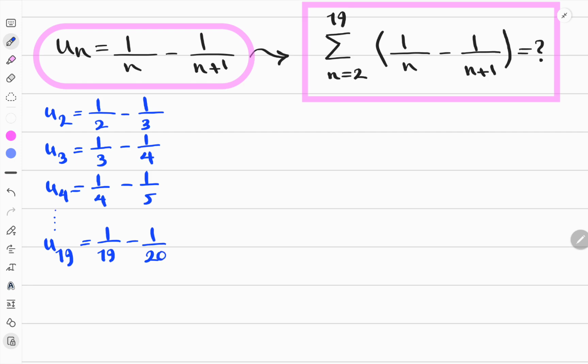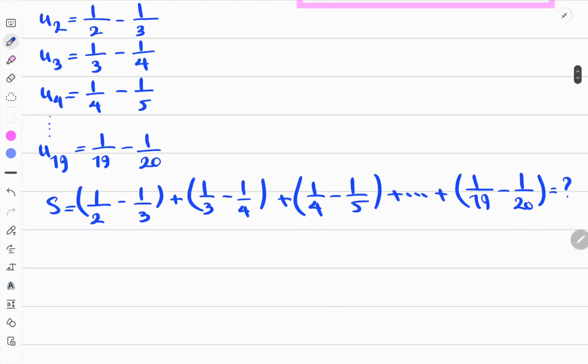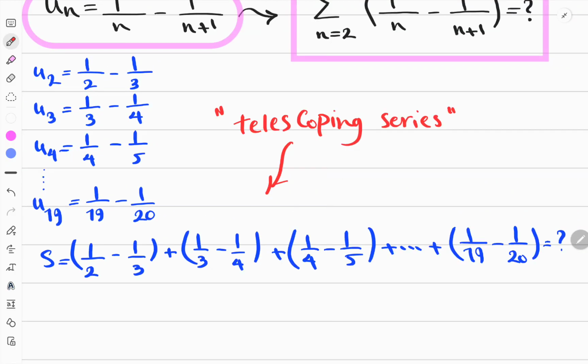After finding these few terms, I'm going to expand them. So S equals the sum of these terms. Let me write them. Okay, and as you can see, this is a telescoping series, and in this telescoping series, most terms cancel out.